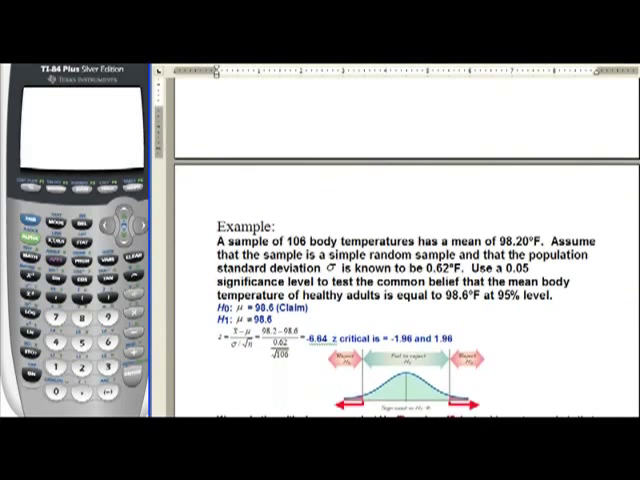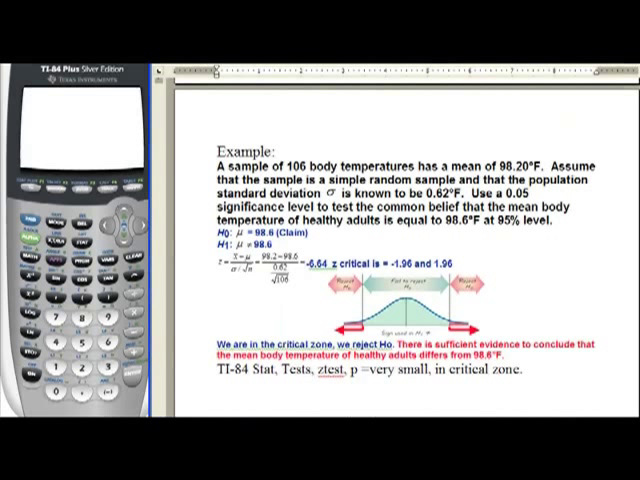Alright. Now, if I were to do this by hand, I put H null and H1. This one is mu is 98.6, which is my claim, and mu is not 98.6. When I calculate my Z, you just put the 98.6 right here, and this is your sample mean, and you get negative 6.64. Since it's not equal, it's a two-tailed statistic.